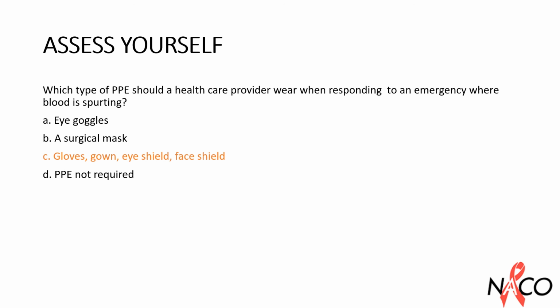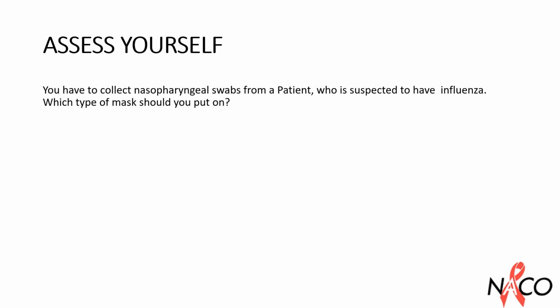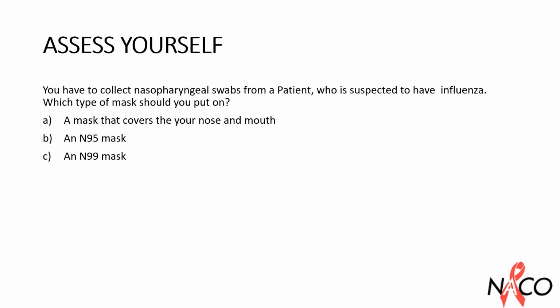Question number 3. You have to collect nasopharyngeal swabs from a patient who is suspected to have influenza. Which type of mask should you put on? Option A, a mask that covers your nose and mouth. Option B, an N95 mask. Option C, an N99 mask. Option D, you do not need to wear a mask. The correct answer is option B, N95 mask.